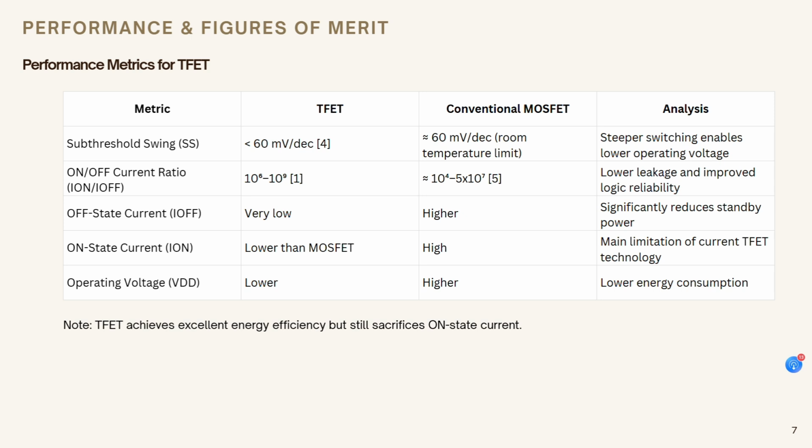While Group 3-5 and two-dimensional material TFETs can achieve steeper threshold swing and higher on-state current than silicon-based TFETs, they generally require more complicated fabrication processes and are less compatible with today's mature CMOS manufacturing technology. On the other hand, silicon and silicon germanium TFETs are easier to integrate into existing production lines, but their on-state current is usually lower. Therefore, future TFET development is not simply about maximizing performance, but also finding the best balance between device performance, fabrication complexity, and manufacturing cost.